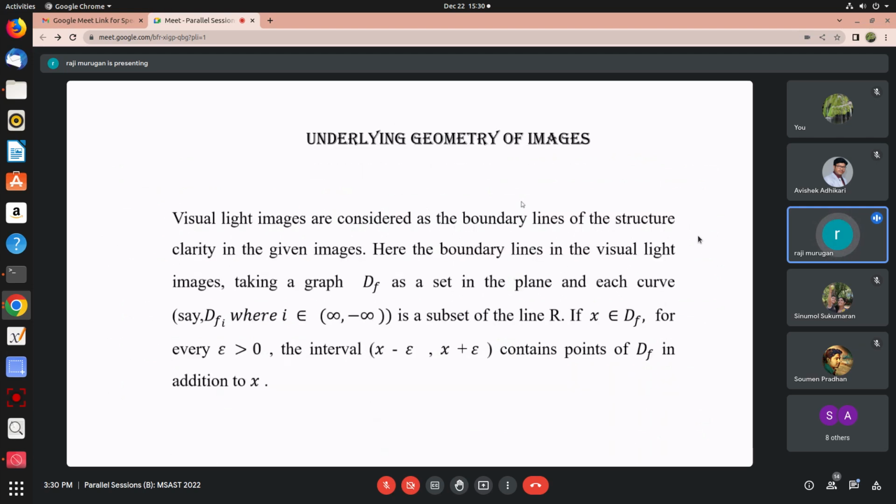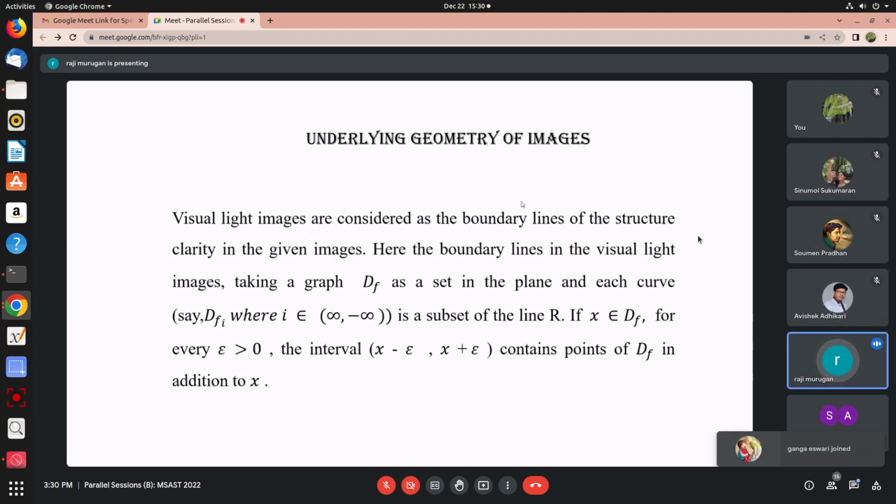Underlying geometry of images. Visual light images are considered as the boundary lines of the structure clarity in the given images. Here, the boundary lines in the visual light images take a graph F as a set in the plane, and each curve, say F_i, where i belongs to minus infinity to plus infinity, is a subset of the line R. If x belongs to F, for every epsilon greater than 0, the interval (x minus epsilon, x plus epsilon) contains points of F in addition to x.